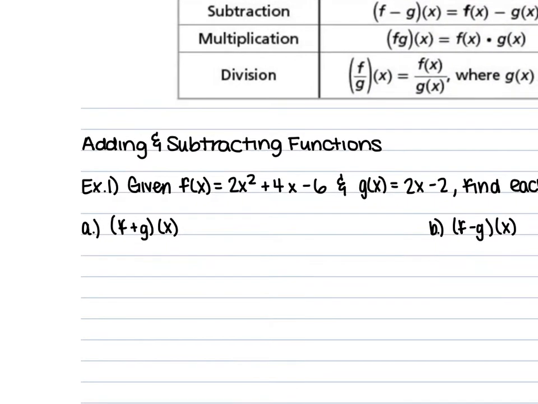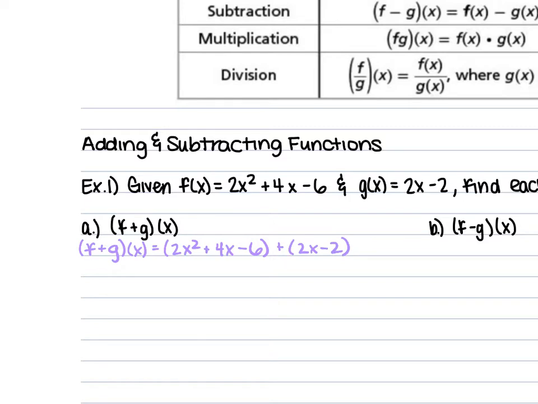So for example 1, they give us that f of x is equal to 2x squared plus 4x minus 6, and g of x is equal to 2x minus 2. And for a, they want us to find f plus g of x. So that just means we're going to add f of x and g of x together. So f plus g of x is equal to 2x squared plus 4x minus 6 plus 2x minus 2.